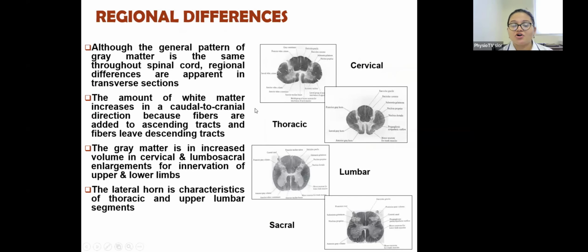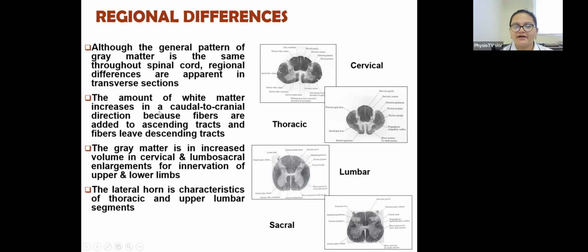Then let's talk about the regional differences. The spinal cord, as we saw, extends from the base of the brain to L2. It is going to cover your entire cervical, thoracic, lumbar, and sacral segments. Although the general pattern of gray matter is almost the same throughout the spinal cord, regional differences are apparent in the transverse sections. As you can see in the picture, the transverse sections of all these regions are different.